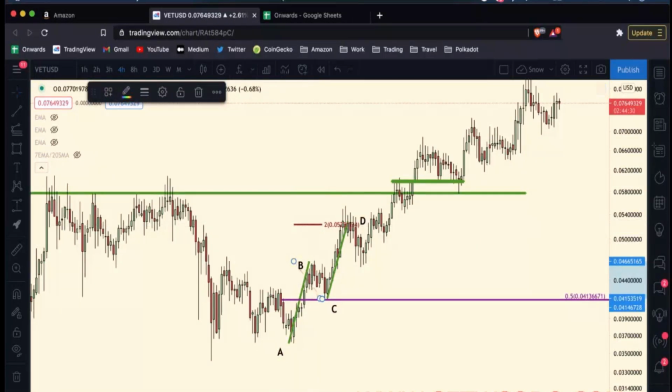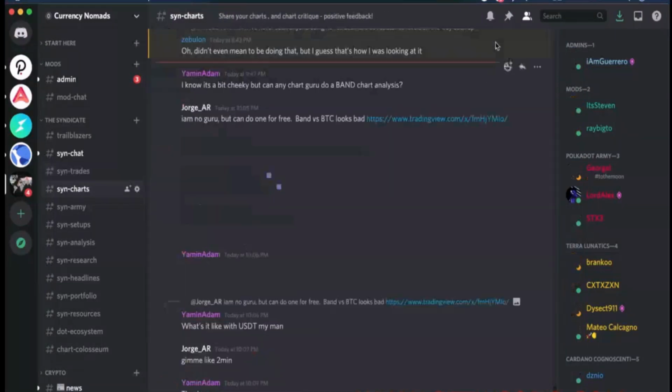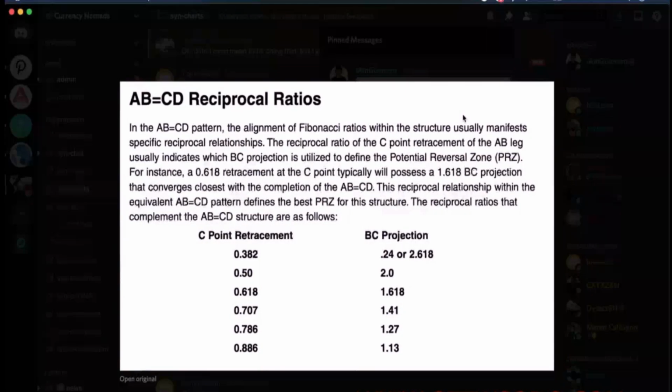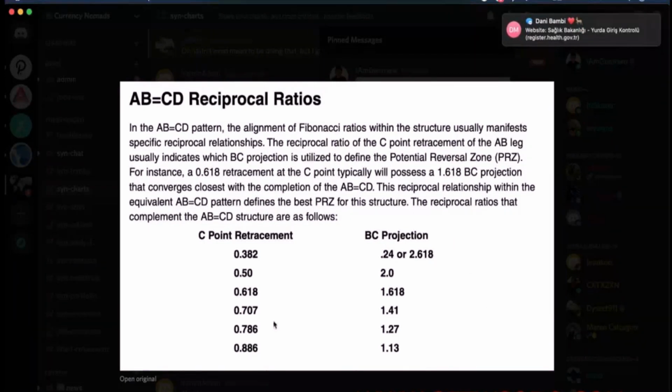Let me show you guys a quick ratio chart. I believe we have it here in the pins right here. AB equals CD, reciprocal ratios, okay? So shout out to Scott Carney again. This is from the book Harmonic Trading. And as you can see here, our C point retracement was a 50% Fibonacci retracement, and our BC projection was a 2.0, so that's the perfect reciprocal ratio. These are just a guide to where your BC projection should be if this is your C point retracement.